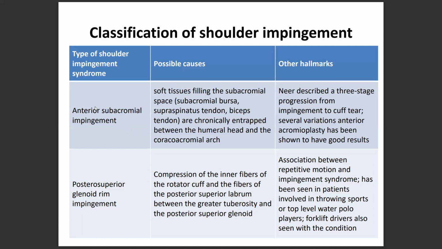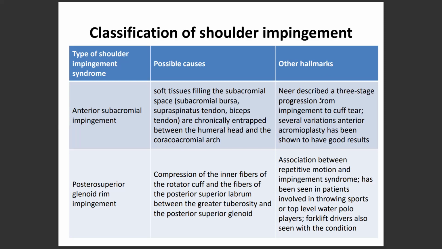सबसे पहले जो है anterior subacromial impingement की अगर हम बात कर लें, the causes are soft tissues जो fill करते हैं subacromial space, जिसमें almost there are 6 structures, जिसमें से subacromial bursa आती है, supraspinatus tendon आती है, long head of biceps tendon आती है. So they are chronically entrapped between the humeral head and the coracoacromial arch, जिसमें से दोनों आ जाते हैं subcoracoid और subacromial. और ये structures हैं which may be impinged, and most important is the supraspinatus tendon, which is going to be impinged between these two osseous structures.